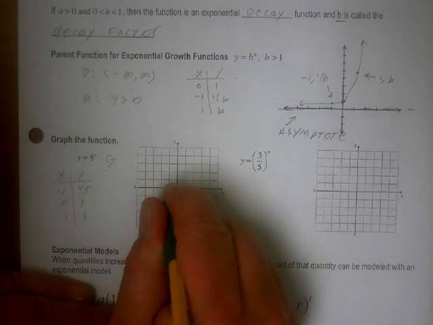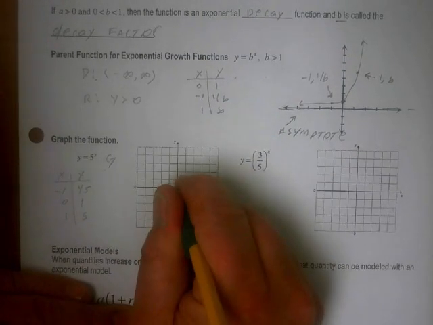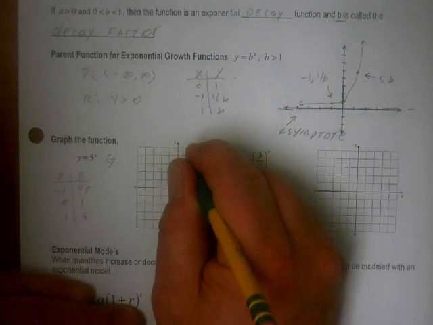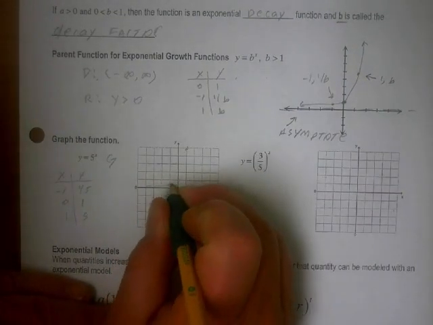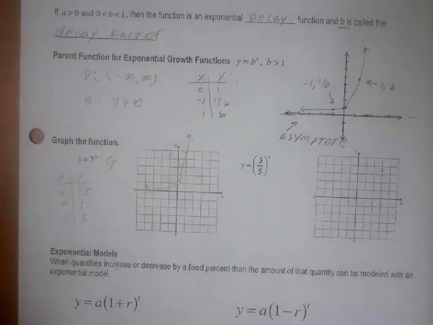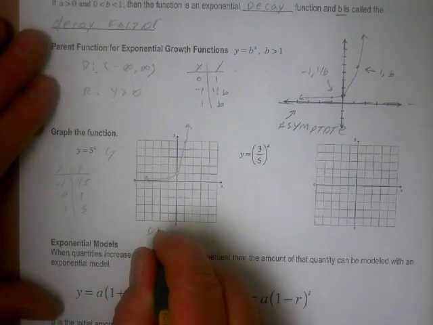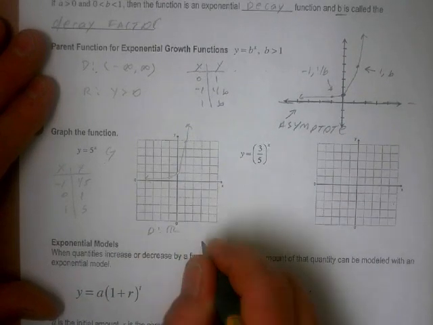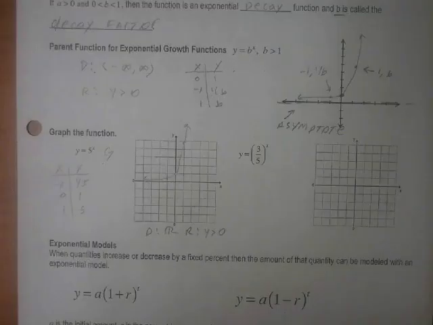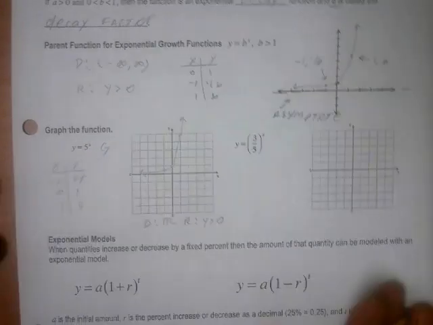So we're going to say that this is negative 1 comma 1/5 right here. Here's 0, 1. And up here is 1, 5. So that's what my graph is going to look like. My domain is all real numbers. And again, my range, y is greater than 0.